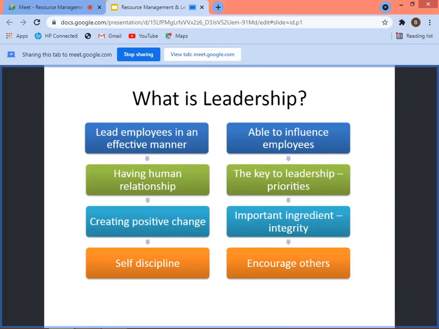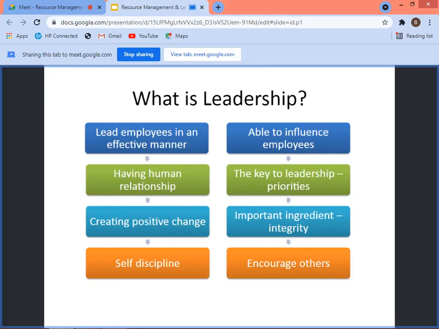Able to influence employees. If you're having a track record, you're having a good performance, people will believe in you. People will follow you, and you'll be able to influence them because they believe in you. You become a celebrity. Why? Because you're a performer yourself as a manager and leader. You're always putting them on the right path of your leadership, right?